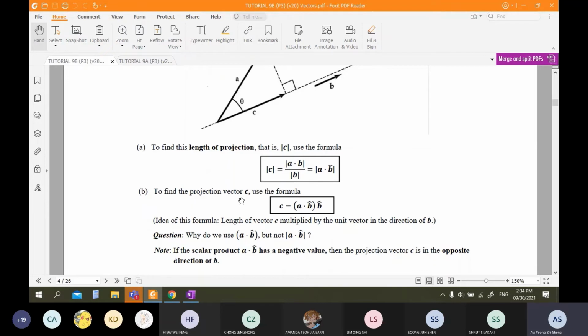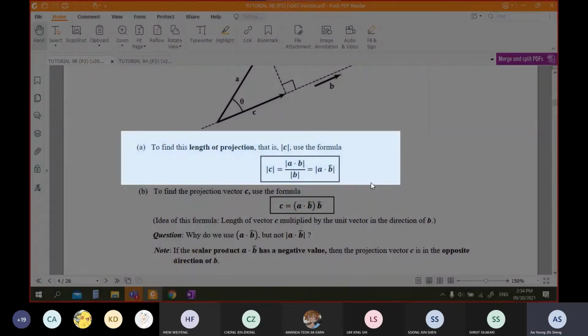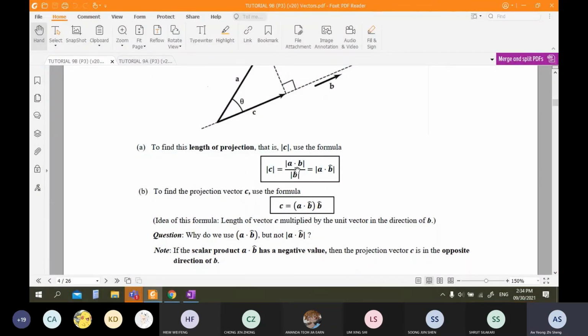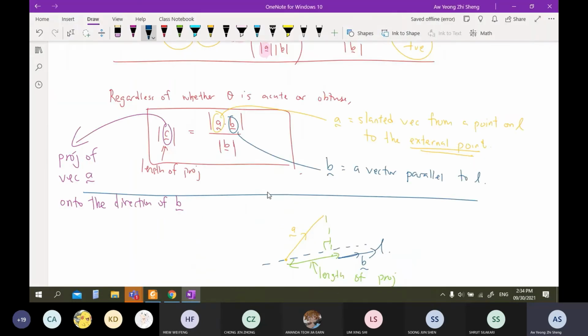To find the projection vector C, you use the formula vector C equals A dot B hat times B hat. So what is this thing? First of all, in the length of projection formula, notice that there is an alternative formula given at the back. It can be written as A dot B hat. This is just a simple algebraic manipulation. So I hope some of you are already aware how to obtain the alternative formula from the first version of the formula. It's actually very easy.